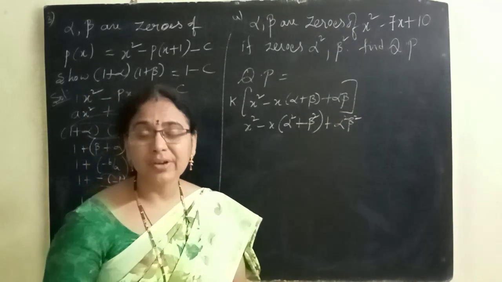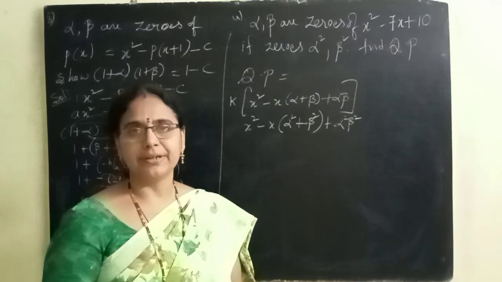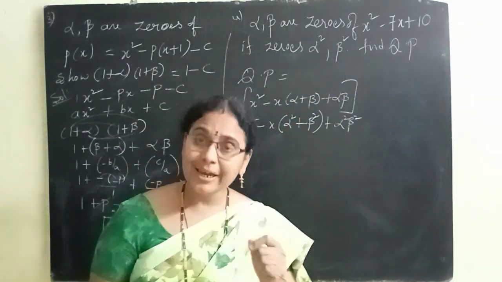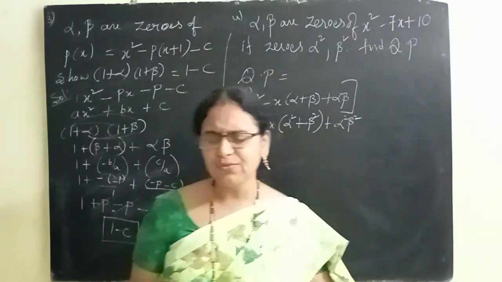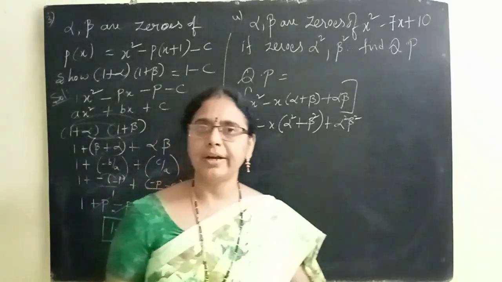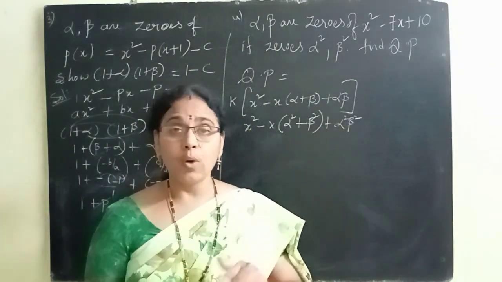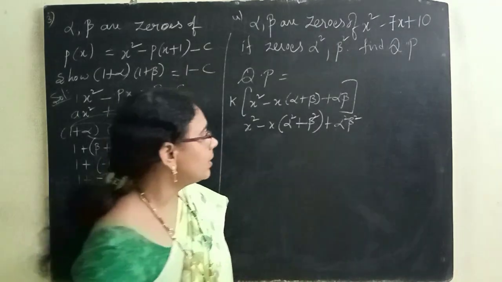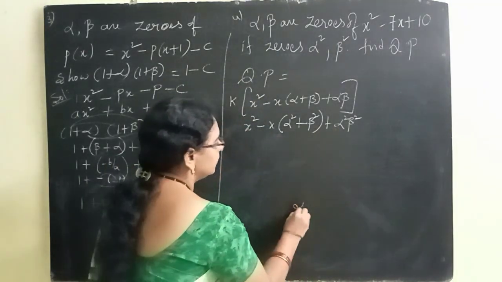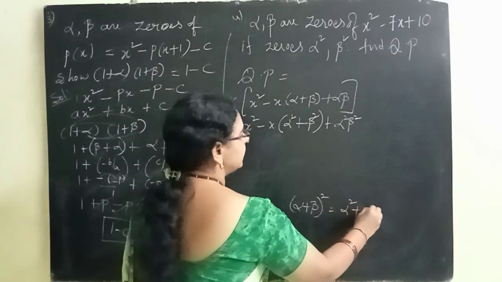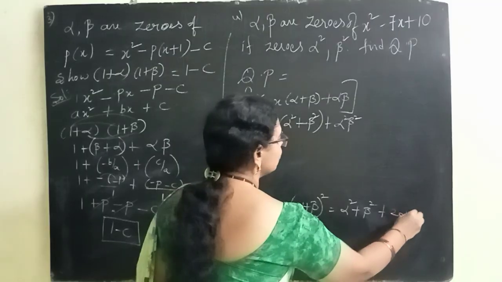First of all we require what is alpha and what is beta. By the given polynomial, by splitting the middle term, we can find the values of alpha and beta, which is possible. The chance is there, we can find. Mostly that is preferable. One more thing, you have to apply the formula. What is the formula for a plus b whole square? A square plus b square plus 2ab.